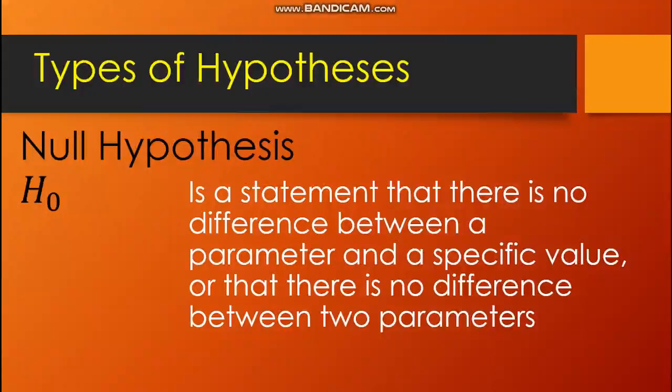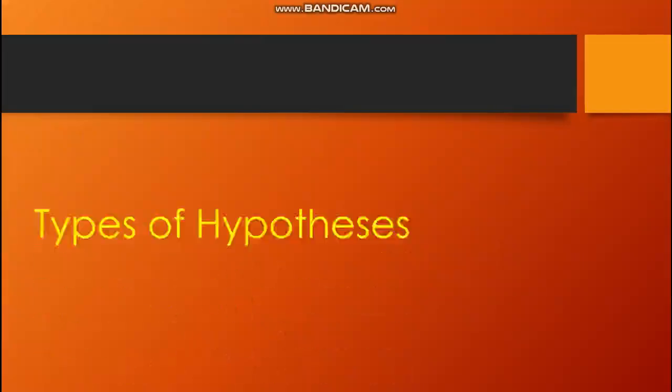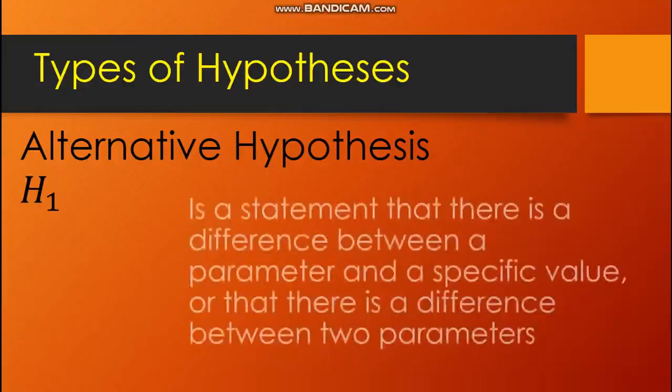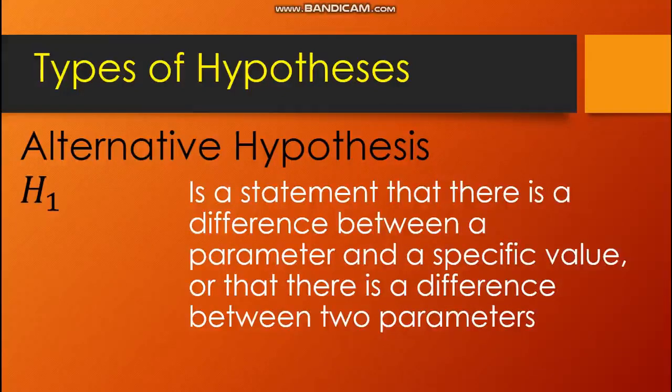Okay? And the other type of hypothesis is the alternative hypothesis. H sub 1 ang ating ginagamit na notation. Kung yung ating null hypothesis is there is no difference, kapag alternative hypothesis, there is a difference between a parameter and specific value, or that there is a difference between two parameters.